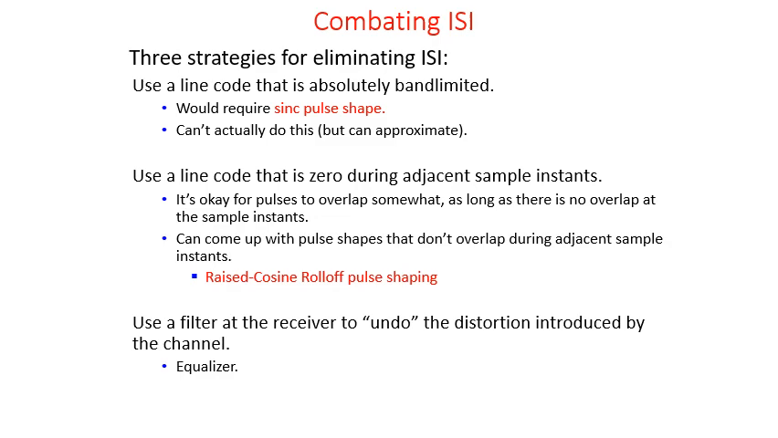The first one is to use the line code that is absolutely band limited. This type requires sinc pulse shape, but we can't actually do this, but we can just approximate it. And the second type is by using the line code that is 0 during the adjacent sampling instance. It is okay for the pulses to overlap somewhat, as long as there is no overlap at the sample instance. And it comes with the pulse shapes that don't overlap during the adjacent sample instance. So the example is raised cosine roll-off pulse shaping.